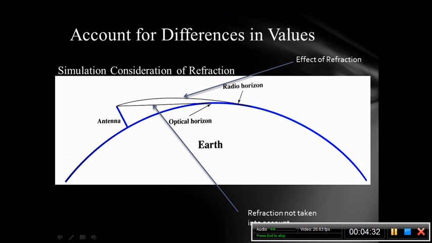Due to the short antenna height, the refraction index is high, and thus radio waves move slowly across closer to the Earth, causing a slight bending of the waves toward the Earth. This is what is taken into consideration in the simulation.